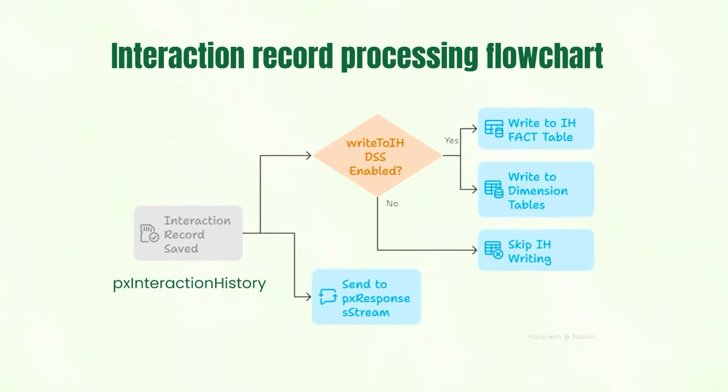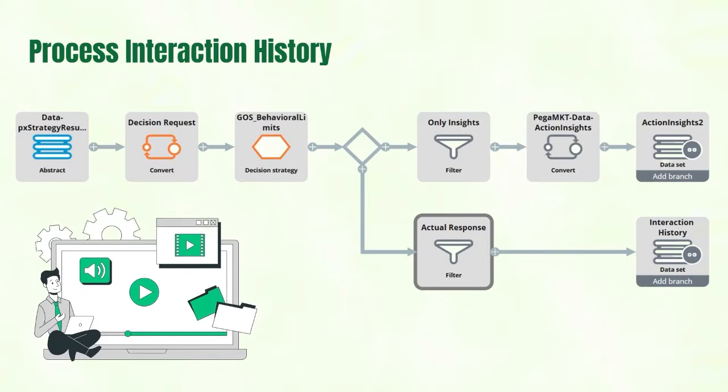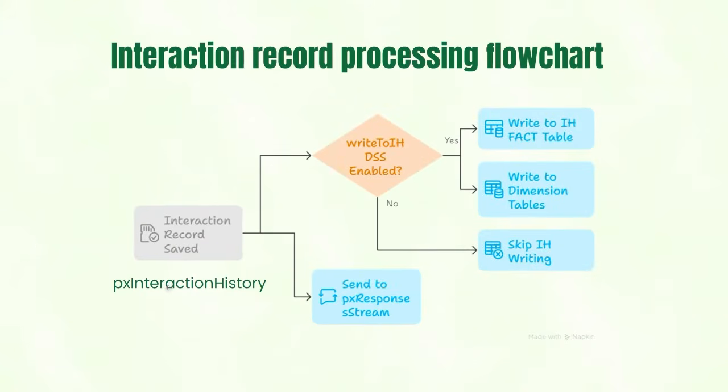Now, what happens when the data is sent to PX interaction history, right? As you can see in our previous data flow, the data is being sent to interaction history. So this dataset is nothing but PX interaction history. Whenever a record is saved or entered into this PX interaction history, Pega internally does this process. First, it will send the data to PX responses stream. Okay, we will actually see what this is. This is a stream dataset which is responsible for sending the data to file repository.